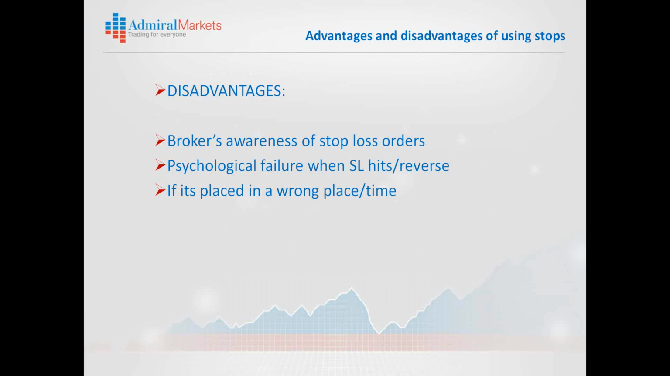Then there was some news. I think that was unemployment news, and every trade would have been stopped out if that particular trader hadn't used a stop loss of 40 pips. So that means that order is placed in the wrong place or time.